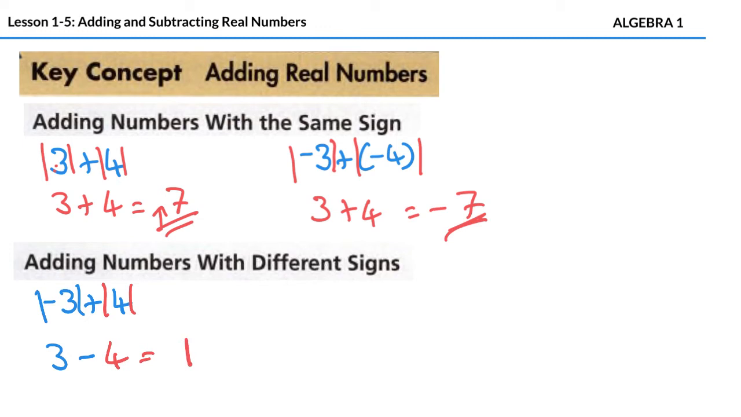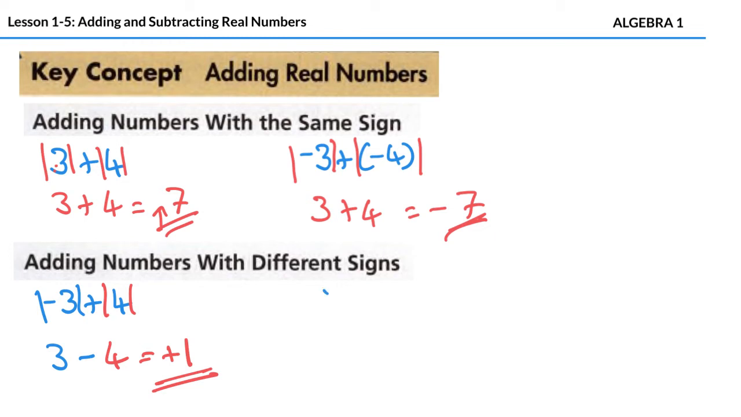And the sign of the answer will be the same as the sign of the greater absolute value. And the greater number is 4. The sign of that is positive. So it's going to be positive 1. You don't have to really put the positive sign. That's the answer. Let's try one more.